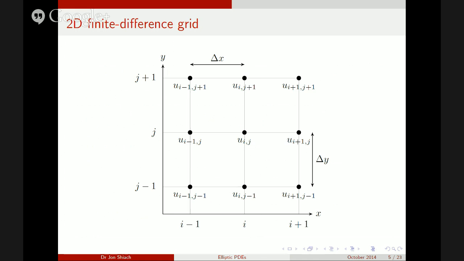Surrounding node IJ, there are 8 other nodes, and we use the IJ notation. So for the one in the bottom left, we step 1 node to the left, 1 node down, so we have subscript I minus 1, J minus 1. And you can see the way all the other nodes fit into that. So just remember, I is our index going across the X direction, J is our index going up the Y direction.